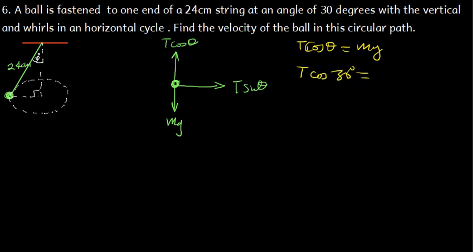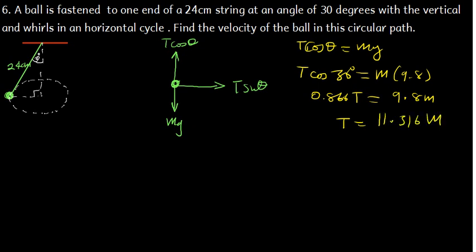Mass, okay, we don't know the mass of this ball, but we know gravity is 9.8. Cos theta is 0.866 times T, and that is going to be 9.8 times the mass. So divide by 0.866 to remain with the tension. So tension is going to be 9.8 divided by 0.866. That is going to give us 11.316, but there is mass there.